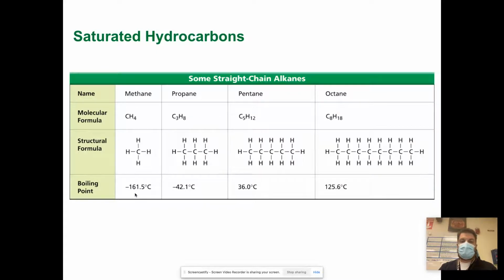Okay. Now, as you increase the carbons, look at the boiling point. The boiling point for methane is way down here because it's a gas at room temperature. The boiling point for propane, same thing, way down here because it's a gas at room temperature. This is a liquid, this is a liquid.